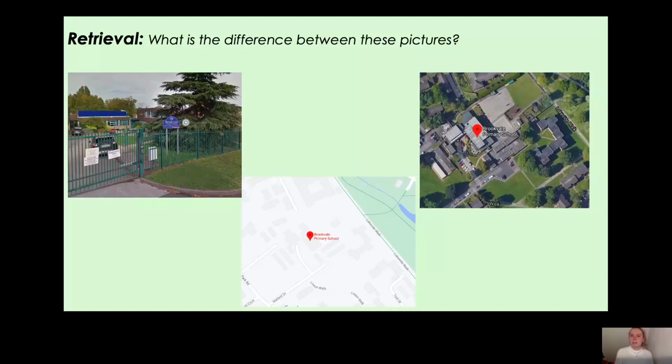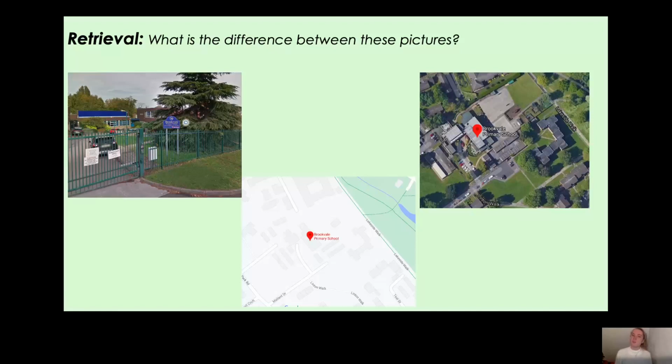Now, can you remember where aerial photographs are taken from? Yes, brilliant. This photograph is taken all the way from space. It's called a satellite photograph. Fantastic. Well done if you remembered that.